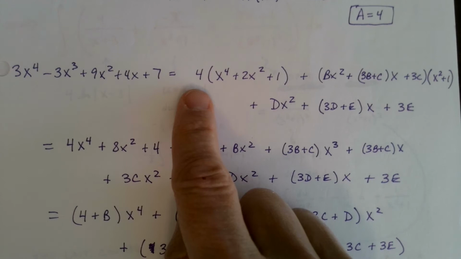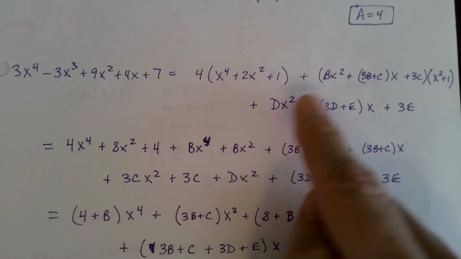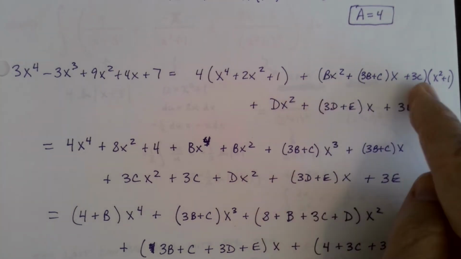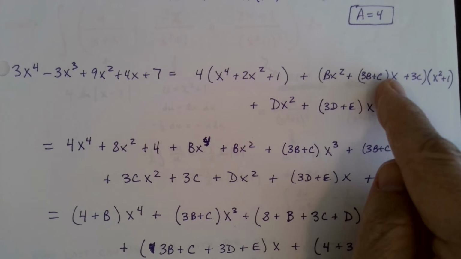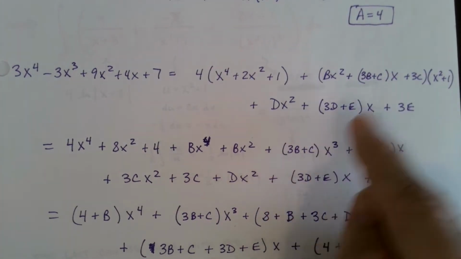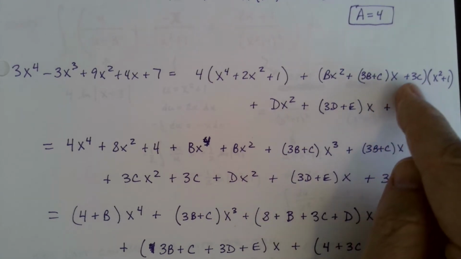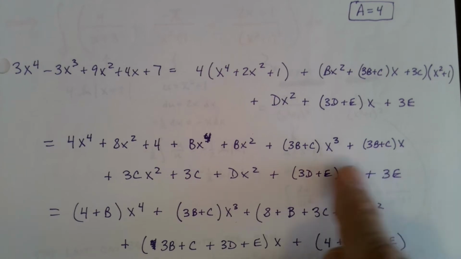So distributing the 4 gives me these 4 terms here, right? bx squared times x squared is bx to the 4th. 3b plus cx times x squared is going to be 3b plus c x cubed, right? Because I'm multiplying x times x squared.